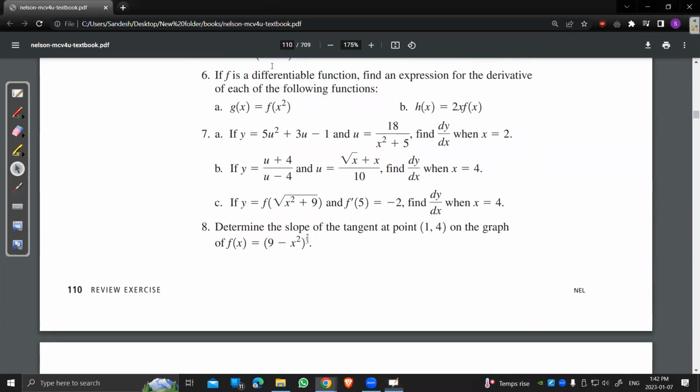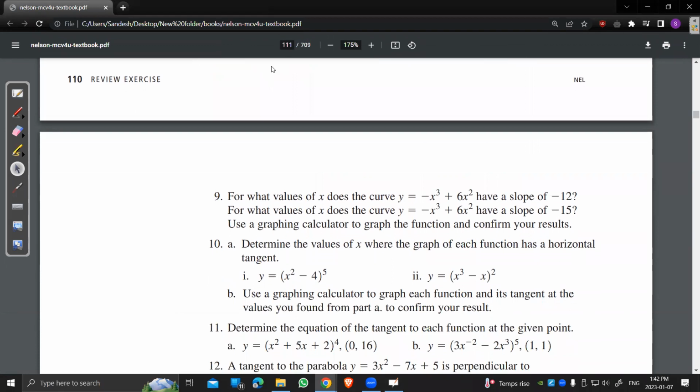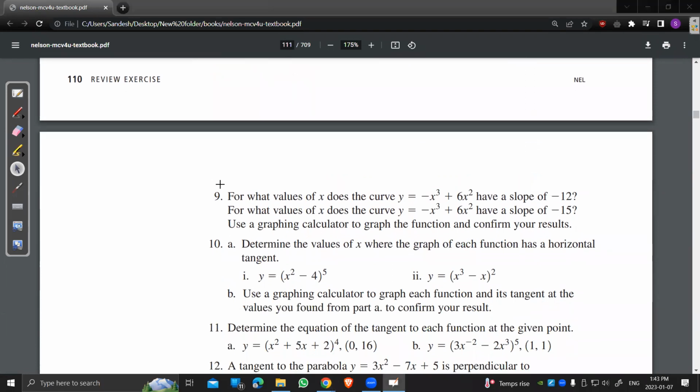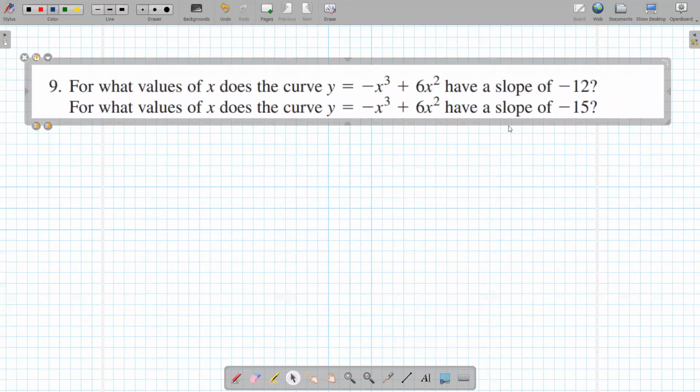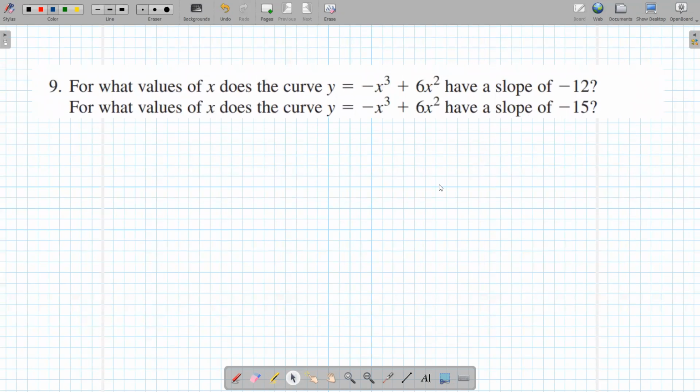Question 8 is very similar to what we just did. Okay, what does slope mean? Well, slope is just simply the derivative. Slope is the instantaneous rate of change. It is just the derivative. Look at the first one there. Negative x cubed plus 6x squared. If that's y, what's going to be y prime?